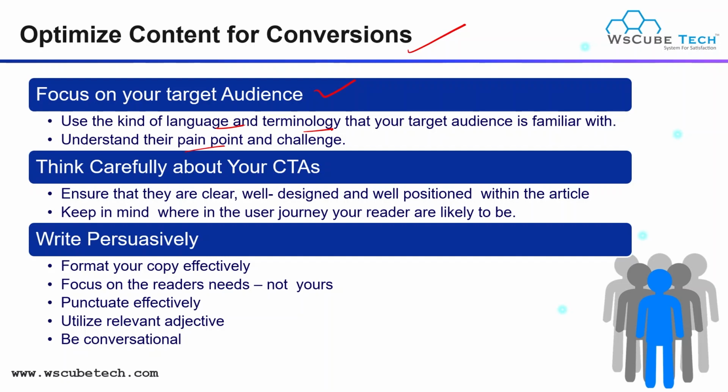Think carefully about your CTAs, your calls to action. You have to ensure that they are clear, well designed and well positioned, because position in your article, in your content matters a lot. Keep in mind where in the user journey your readers are likely to be. Write persuasively. When you write your content, you must take care of these points: format your copy effectively, focus on the reader's need, not yours. Punctuate effectively. You have to utilize relevant adjectives and your content should be conversational.